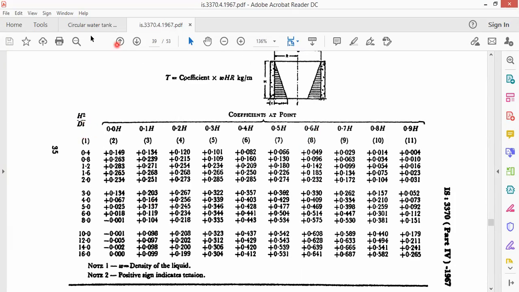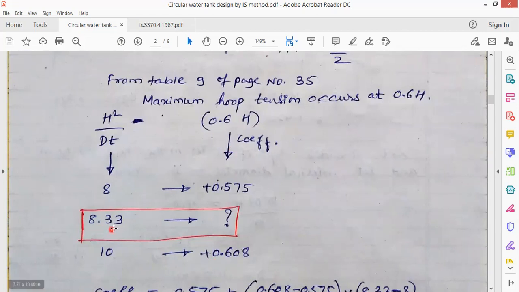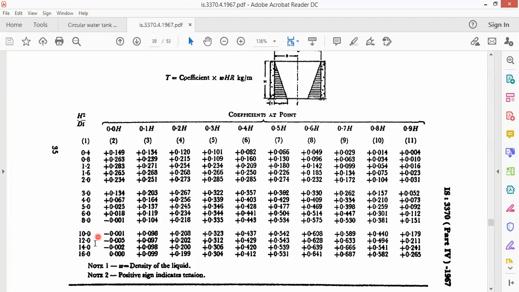H square by dt, what is the value of h square by dt? It is 8.33, right? So 8.33 here, and as I said, maximum hoop tension occurs at 0.6 H, right? I can't directly see the other values here in this case, but for the other values it is having different heights. So let's say here 0.8. For 0.8 it is having maximum value here, right? It is 0.16 here itself.